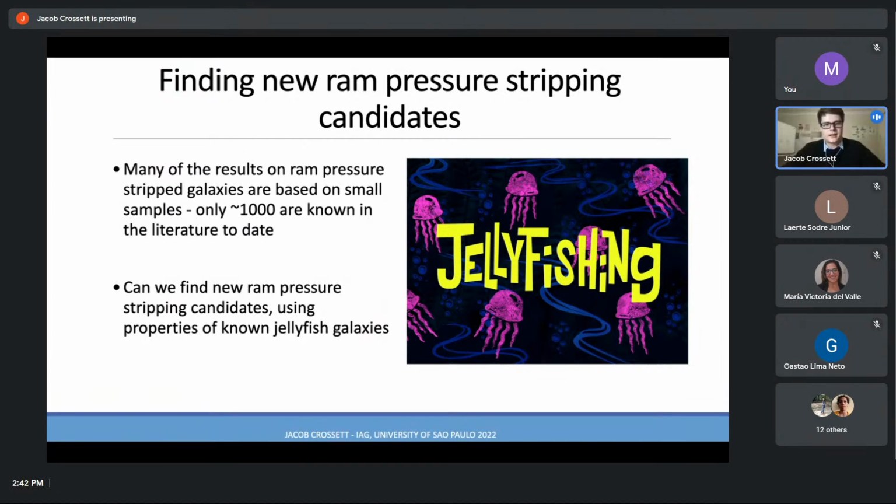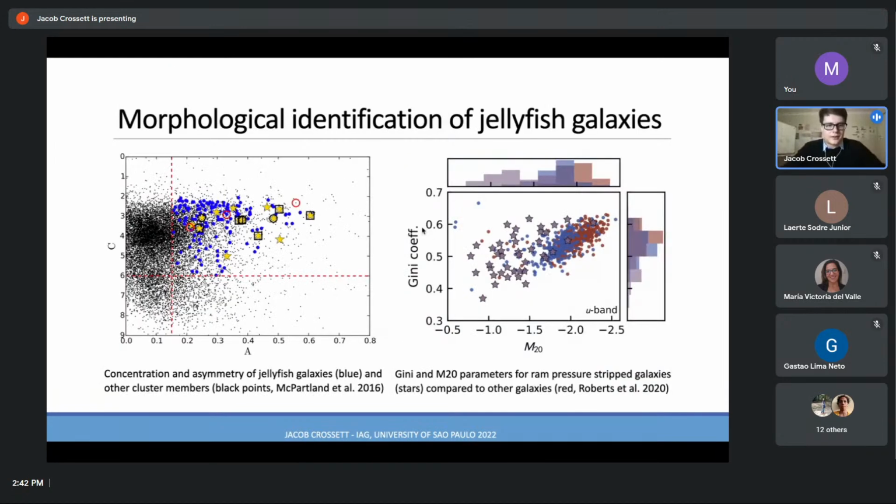Now, the problem with doing that is that a lot of the time jellyfish are found through visual classification, eyeballing them. The ones from Coutu et al., we visually classified with three of us. There were several authors who did that, and a lot of the studies to date have done similar. There have been some efforts previously to use automatic proxies for morphology to find them. So we've got here work on the left from McPartland that found that jellyfish and RAM pressure stripped galaxies in the blue tend to have specific concentrations and asymmetries. And similar here from Roberts et al.